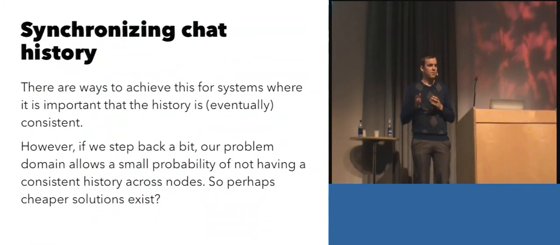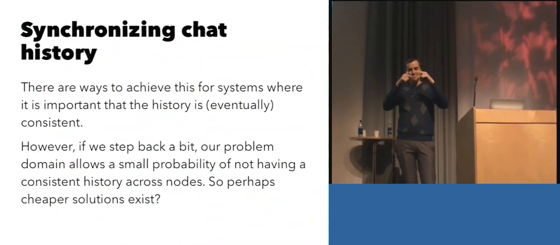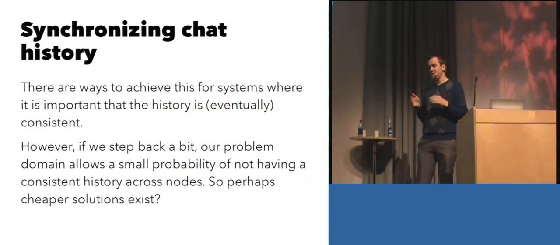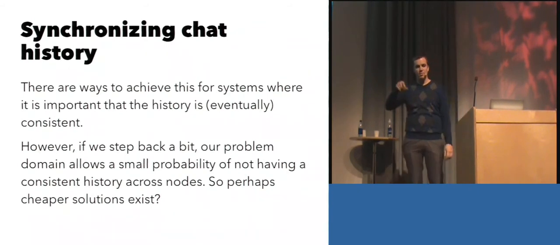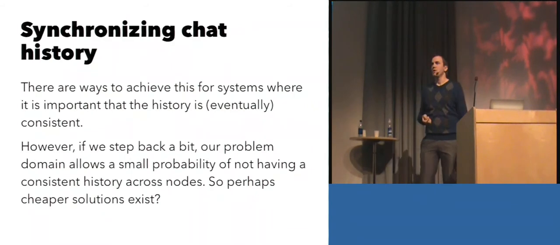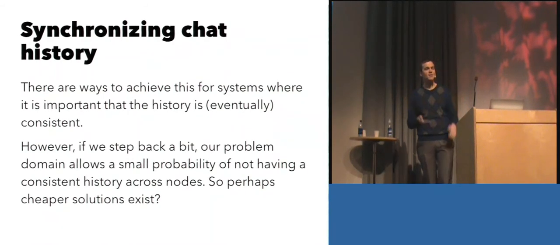However, as I alluded to before, our problem is actually kind of easier. It's chat. If two messages are mixed in order on one of the clients, it doesn't really matter. And also, you log into the chat, you scroll back, look through history. We can even tolerate a very small chance of a message not being there. It's okay. It's chat.